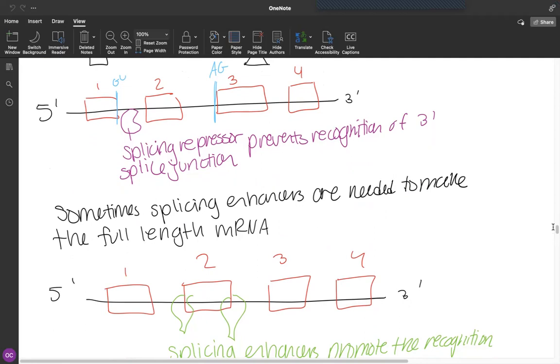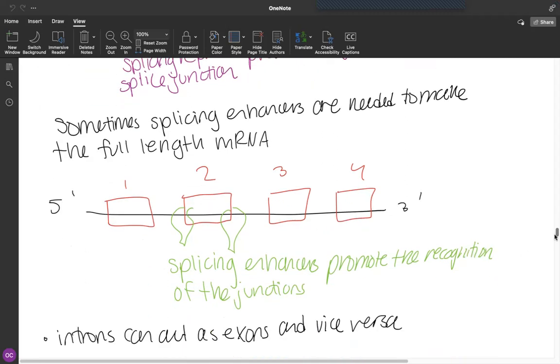So alternative splicing can happen when a splicing repressor prevents recognition of the 3' splice junction. So the splicing repressor binds to that AG area, the first AG that the spliceosome might come across, and so it can't actually splice at that area, so it has to go to the next AG. And you can imagine we could have several different repressors which would cause the spliceosome to not be able to get to an AG for a long time, causing many different exons to be cut out.